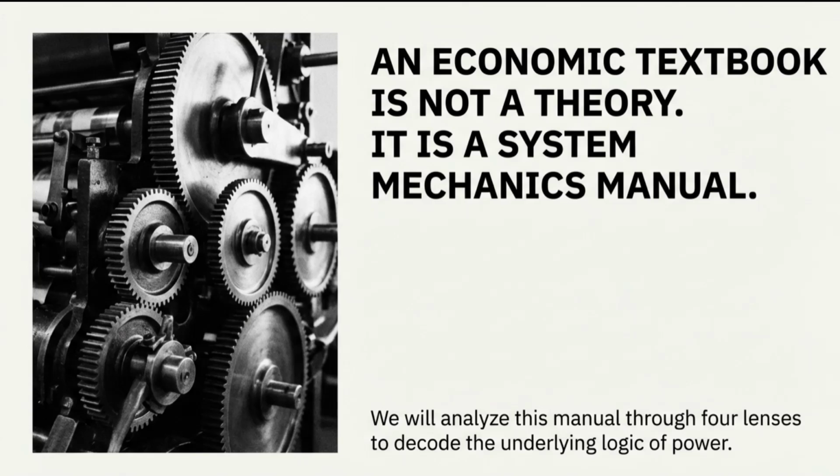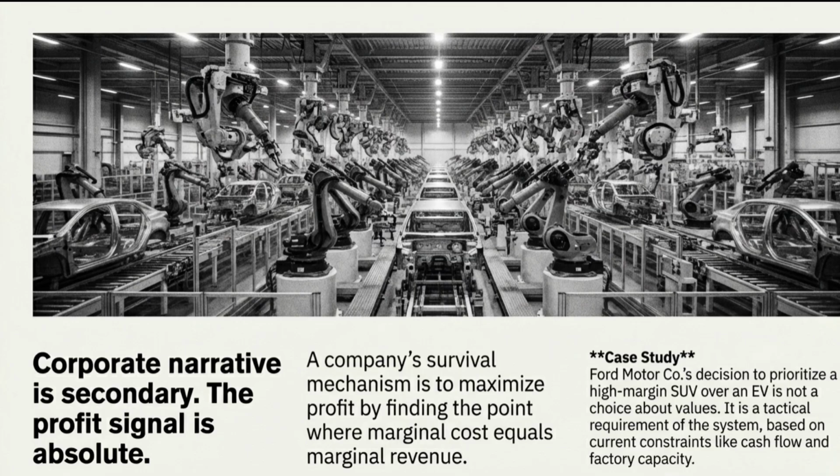We're applying 4 analytical lenses just to see what the machine is actually doing, not what it says it's doing. Lens 1, incentives, what really drives behavior. Lens 2, information, who has it and how do they use it. 3 is risk transfer. Who gets the upside and who gets stuck with the bill. And 4, regulatory distortion. What happens when you try to jam the signals? So think of this as getting the diagnostic codes for the economy. Yes, we're just looking at the pure operating system logic.